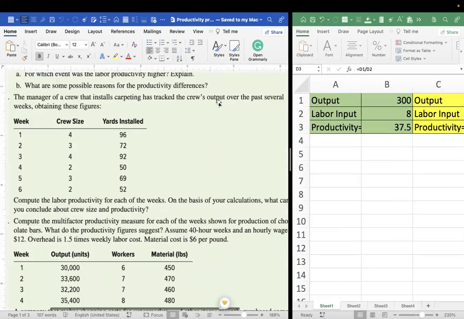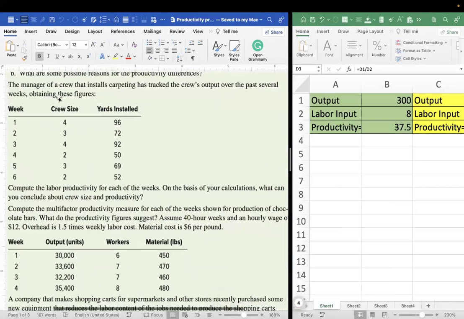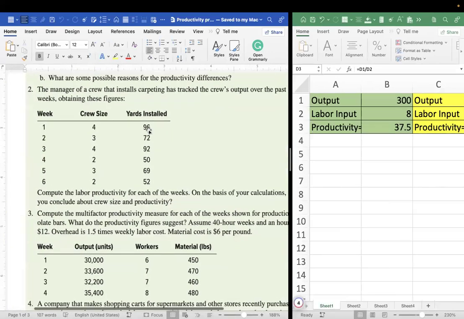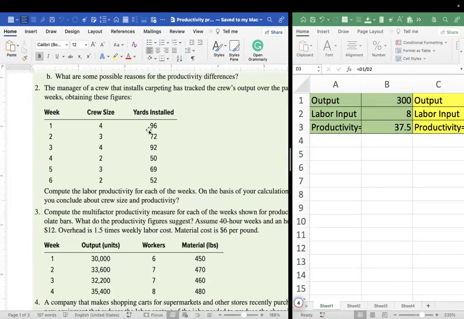Then the next question is that the manager of a crew that installs carpeting has tracked the crew's output over the past several weeks, obtaining these figures. Now again, identify what's output here and what are inputs. So in week one, for instance, crew size was 4 and they installed 96 yards of carpet. So of course it means this is output and crew size is input. So I will enter this data here.